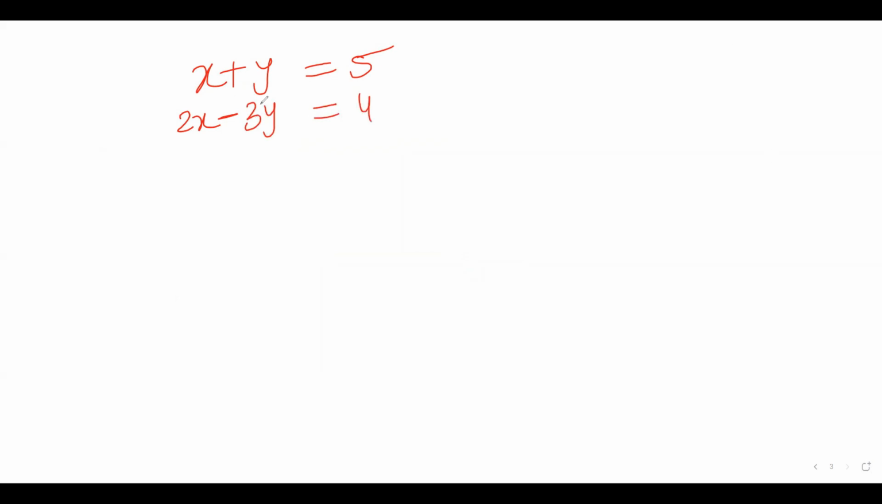First of all, I am not having the same coefficients. I'm having 3 over here and I'm having 1 over here. They are not the same. If they were the same, I could have cancelled them. So I have to make the coefficients the same. So already I'm having 3 here, so I will try to multiply the first equation with 3. What I'm doing, I'm multiplying the first equation with 3. No need to multiply the second equation.